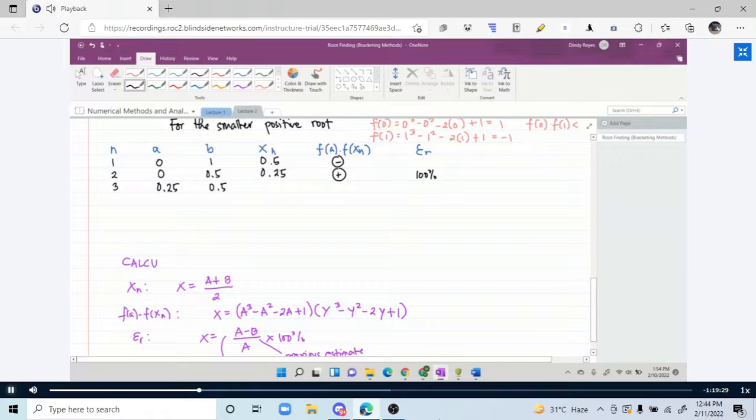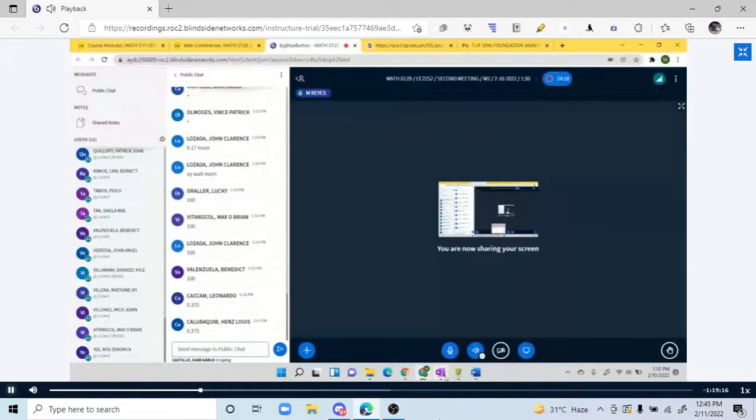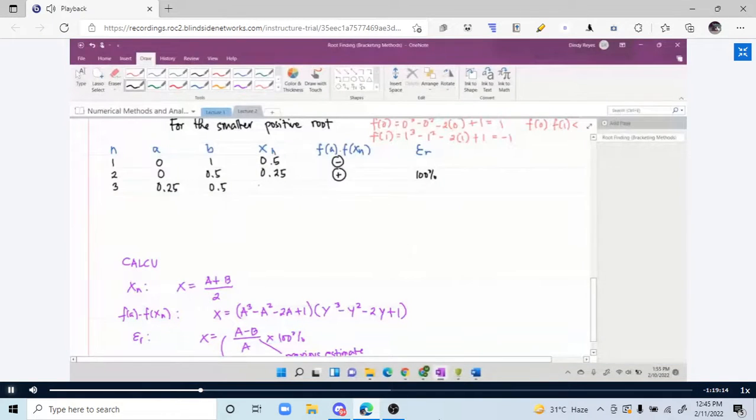Yes. Okay. All right. So what is x sub n in the third iteration? If A is 0.25 and B is 0.5. So we'll compute for x sub n in our calculators. 0.375 is correct. 0.375. Now the sign of f of A times f of x sub n. Use 0.25 and 0.375 for A and x sub n in your calculator. Positive. And then the error, please.